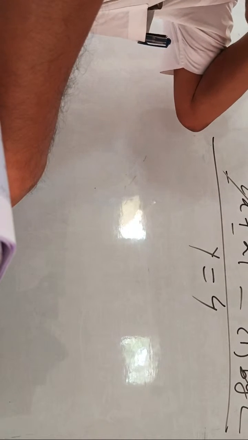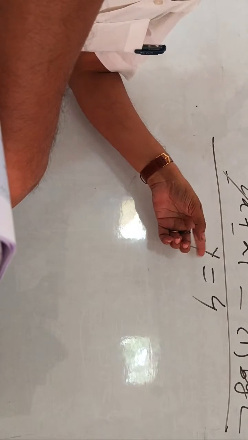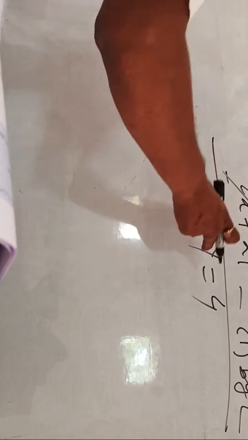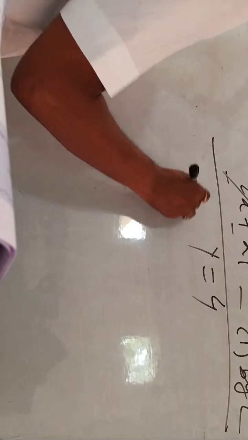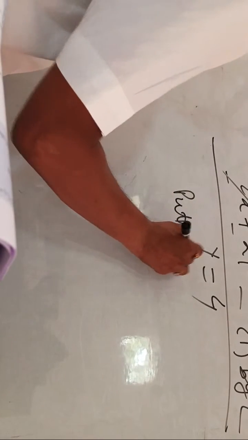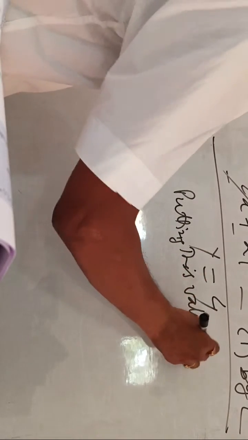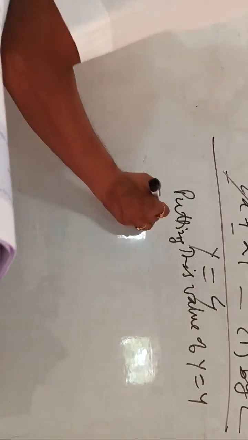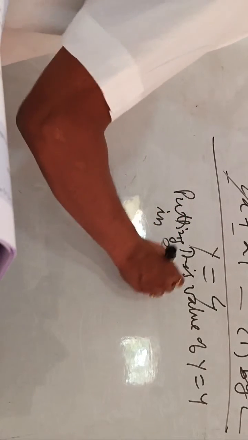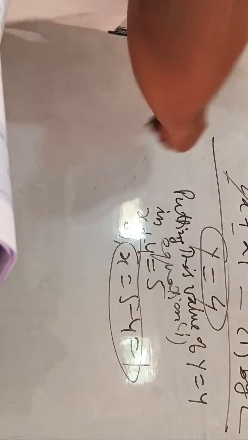Now, once you have got the value of y, you can easily get the value of x. Putting this value of y, y is equal to 4, in equation 1. So x plus y is 5, so x plus 4 is equal to 5, or x is equal to 5 minus 4, that is 1. Therefore, we have got the value of x and we also got the value of y.